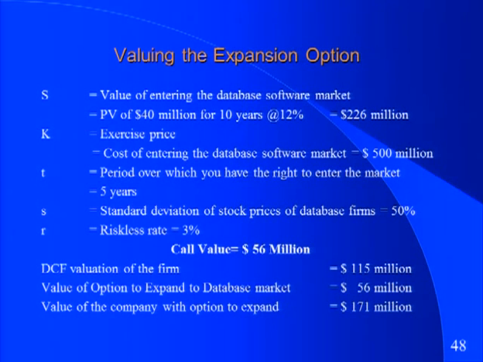So how is this going to play out? Remember, I'm valuing the company at $115 million using a DCF valuation. The value of the option to expand adds another $56 million on top of that $115 million, which gives me a total value for the company with the option embedded in it of $171 million.